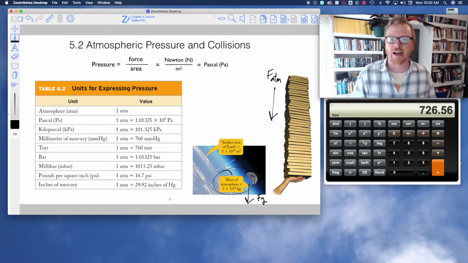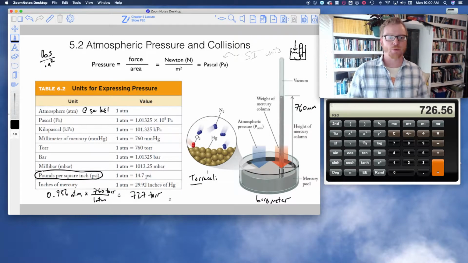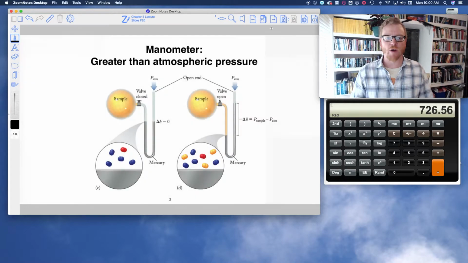So this was the first slide I was supposed to do. Then I was going to tell you about all these numbers and units. C'est la vie. We did them both. Okay. So let's move on.